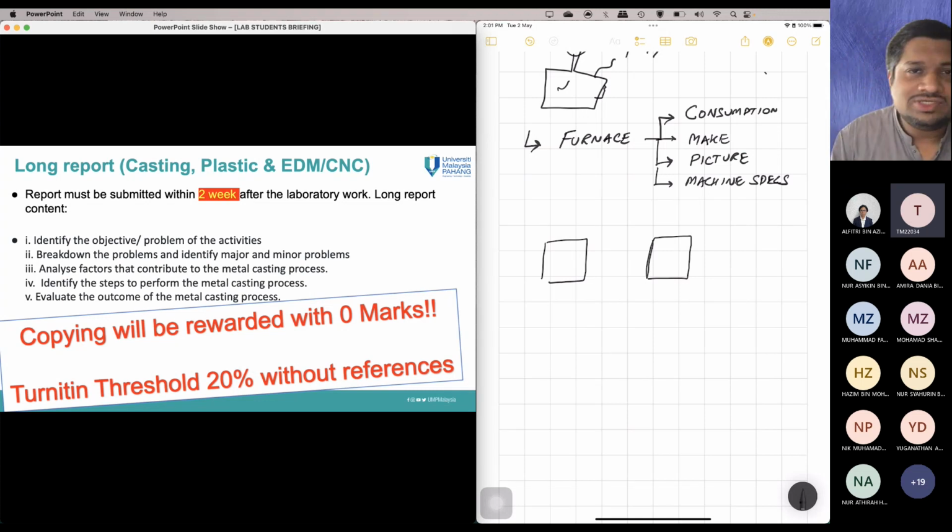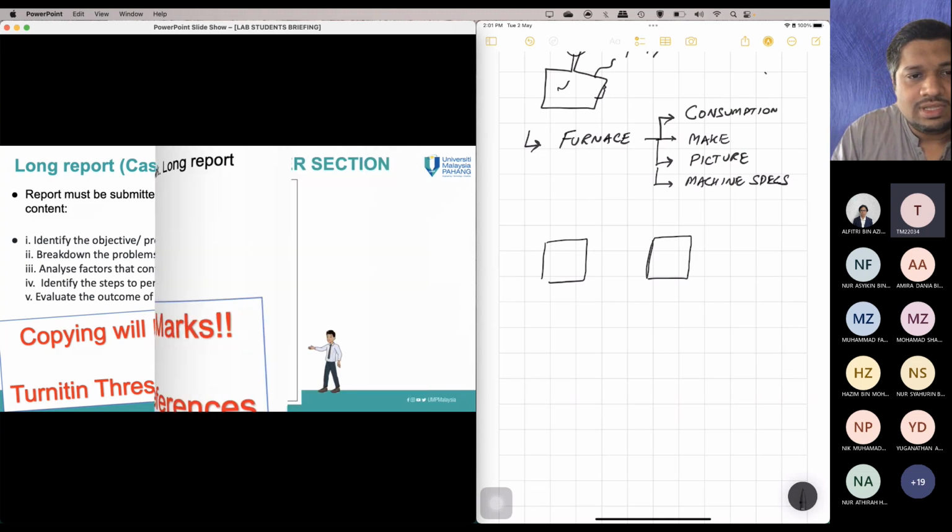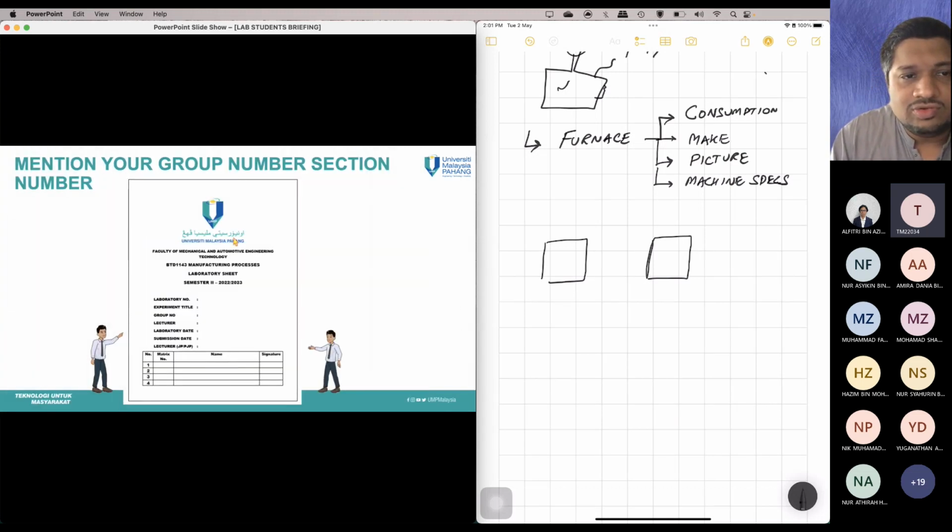Okay, so make sure you take your camera, take as many pictures as you can, and later on you can arrange the pictures according to the lab report guidelines, etc. But make sure not to copy paste pictures. So mention your group number, group section in the title page. Okay, please mention all the details in the title page.